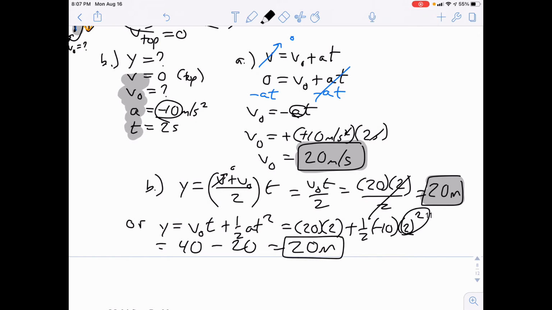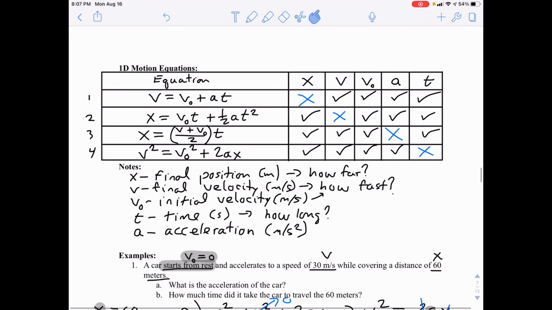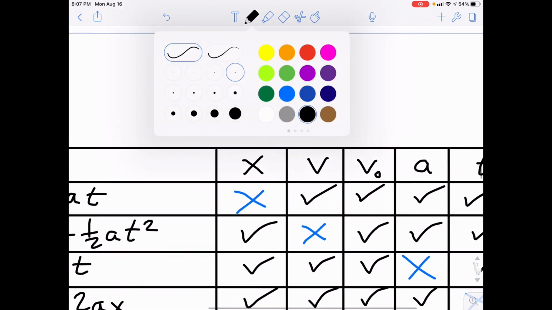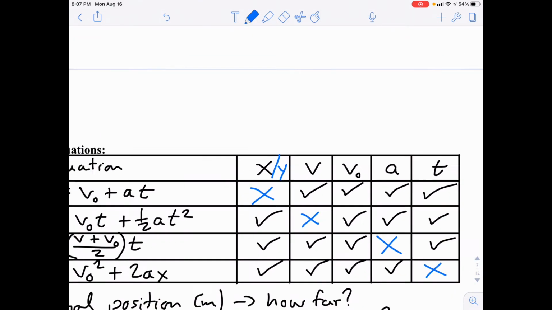So you have alternative solutions when you have enough variables to choose from, because once we find out that v naught is 20 meters per second, then it becomes any formula that has y in it is what we're going to choose. Because remember, x and y get treated as the same letter. So next to this one, I'm going to say x or y, either of those two.